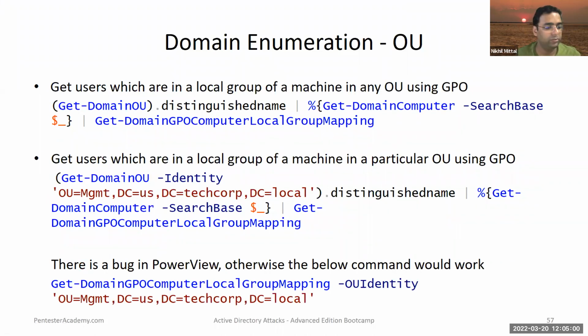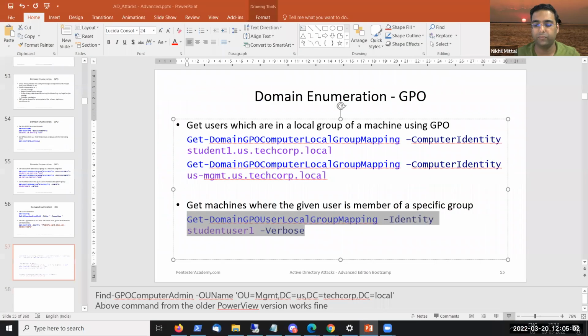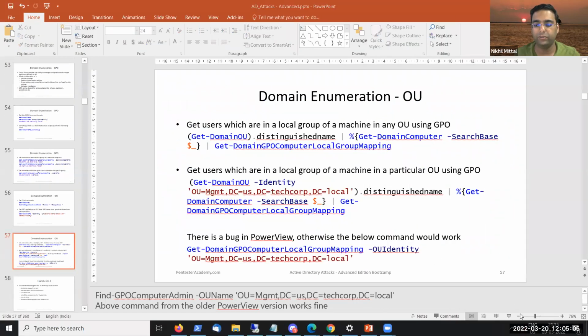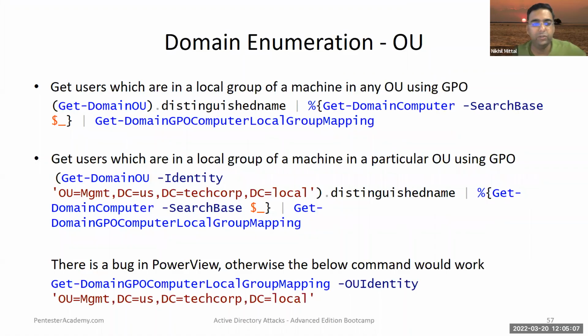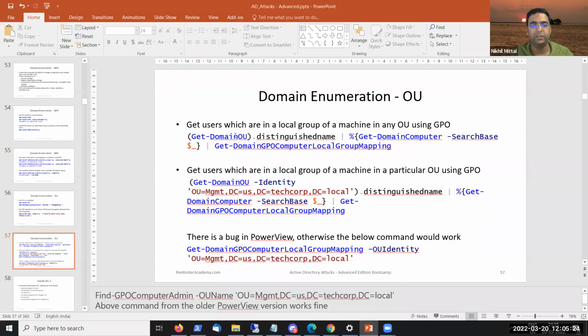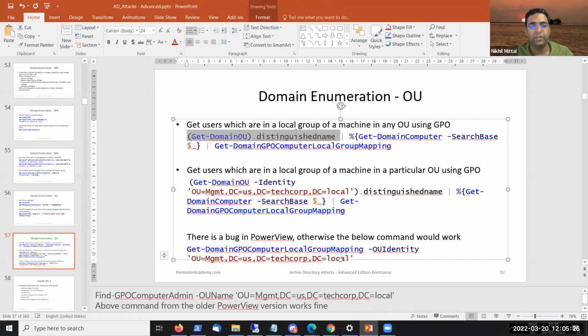Finally, if you would like to take a look at or enumerate users which are in a local group, users or security principals, not only users. If you want to list security principals which are in a local group of a machine in any OU, using group policy, we can run the very first command. So what are we doing here?